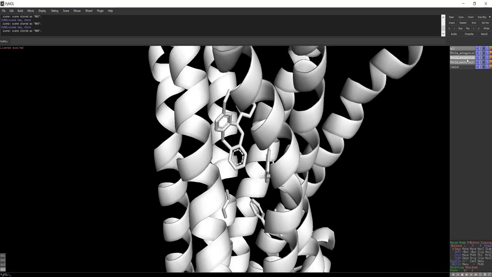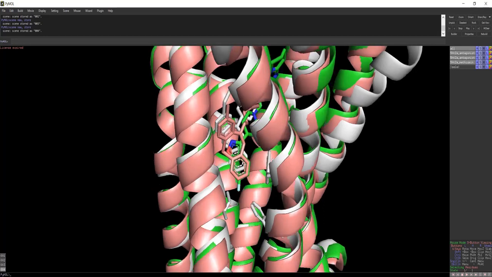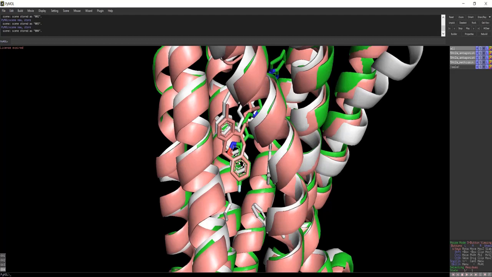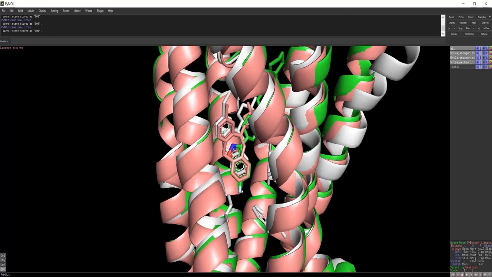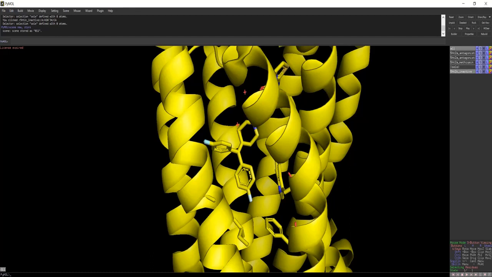And this can be seen in all of the structures of the antagonists we have. All of them bind to this orthosteric binding pocket and extend down and interact with the toggle switch and the PIF motif.